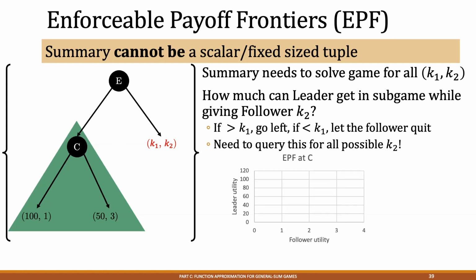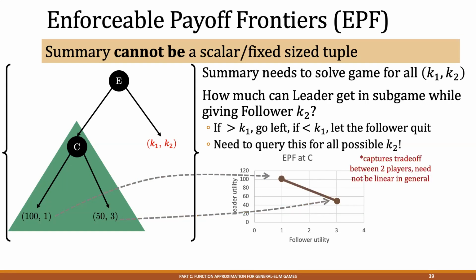So think about it in this way. This summary has to basically allow us to query this for all possible values of K2, which means that we need to reason about the possible payoff of the leader, assuming that you gave the follower a particular utility. So over here, I have a 2D graph. On the y-axis is the leader's utility. On the x-axis is the follower's. And I can achieve all the payoffs in the convex combination given by these two points over here, right? Which are the leaf nodes in the green part. So this is what I call the enforceable payoff frontier, or the EPF. And it basically captures the trade-offs in utilities between the two players.